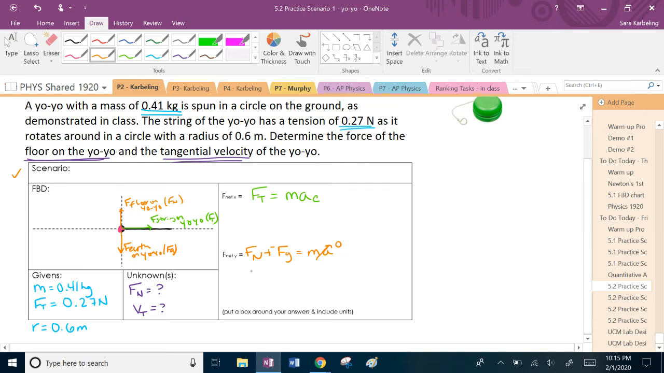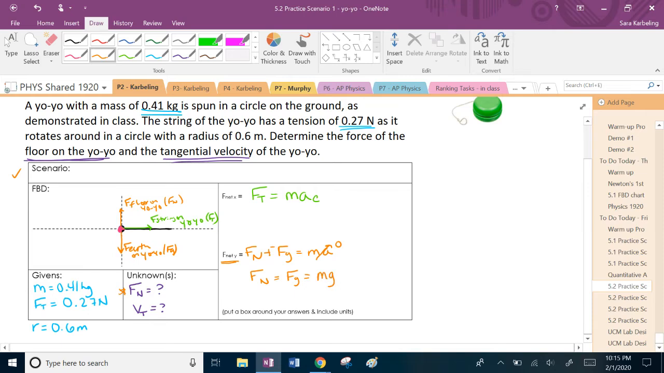Okay. So this part right here, the F-net in the y direction, is going to help us to solve this first unknown. And this is something that we've done a bunch of times already. So we'll go ahead and do this, just kind of get this part out of the way. So Fn has got to equal then Fg, right? Because Fg is going in the other direction. And we remember from way back that Fg is equal to mg.